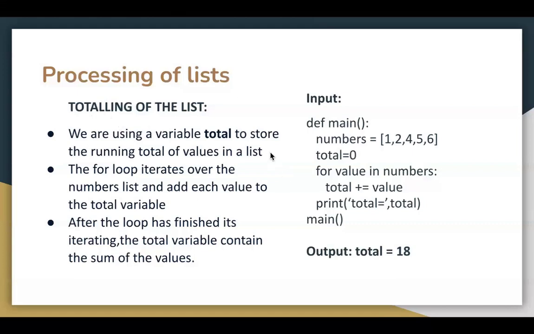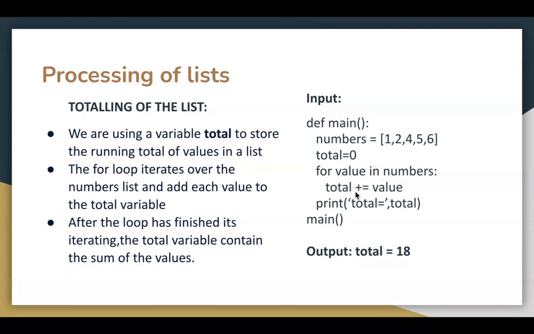See here I am taking the input, defining a main function, and I am taking the list numbers, which contains 1, 2, 4, 5, 6 as the elements. Here total is an accumulator which is initialized with 0. Next I am using the for loop. For value in numbers, it will repeat until the elements in the list are completed. So the for loop will loop 5 times.